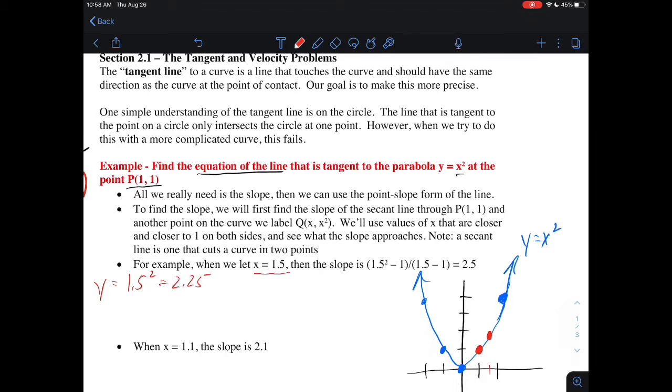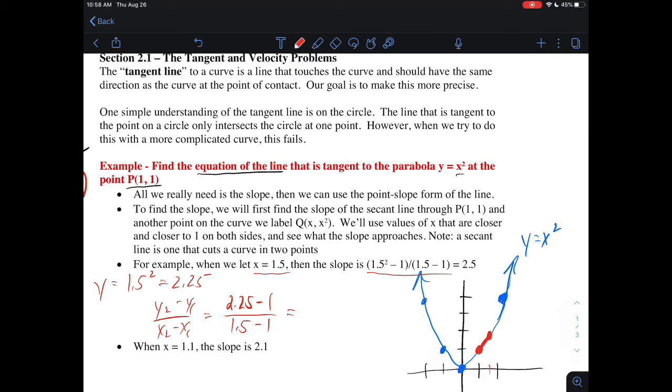So then the slope of the line that connects these 2 points would just be y2 minus y1 divided by x2 minus x1. And you can see that's what I had already written here. 1.5 squared, or 2.25, minus 1, that's the difference of the 2 y coordinates, divided by the difference of the 2 x coordinates, 1.5 minus 1.